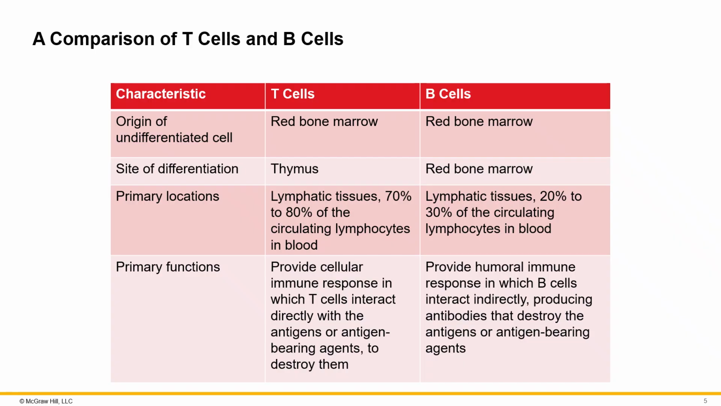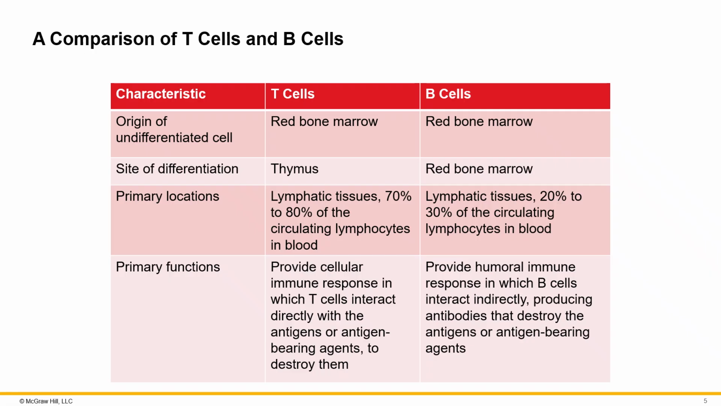When we look at how they're dispersed throughout the body, our T cells are going to be found in our lymphatic tissues, and then they represent roughly 70 to 80% of our lymphocytes that are circulating in our blood. Whereas our B cells, they're also found in our lymphatic tissues, but there's not as much circulating in the blood, roughly 20 to 30%, okay?